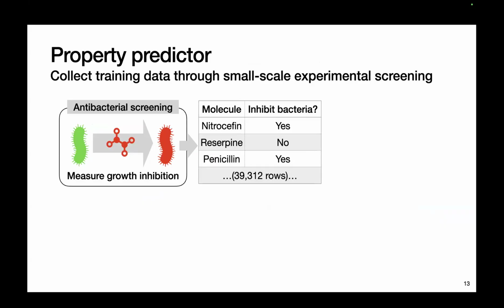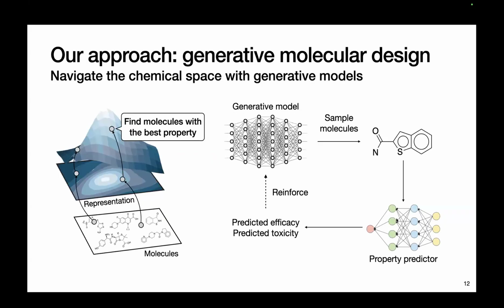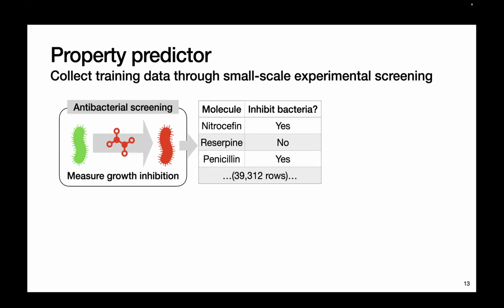So let's go through different. We have two components here, right? One is the generative model, and one is this property predictor. For this part of the talk, we'll stay a little bit high level because some of the work that we have done is relatively known already, but let's go through the general workflow first, right?